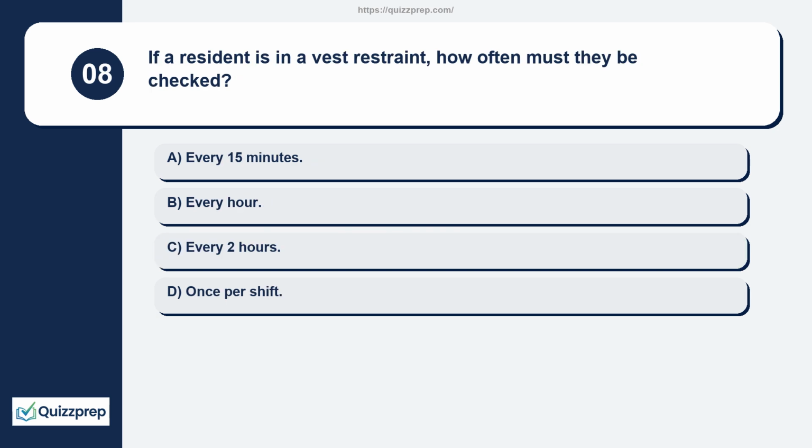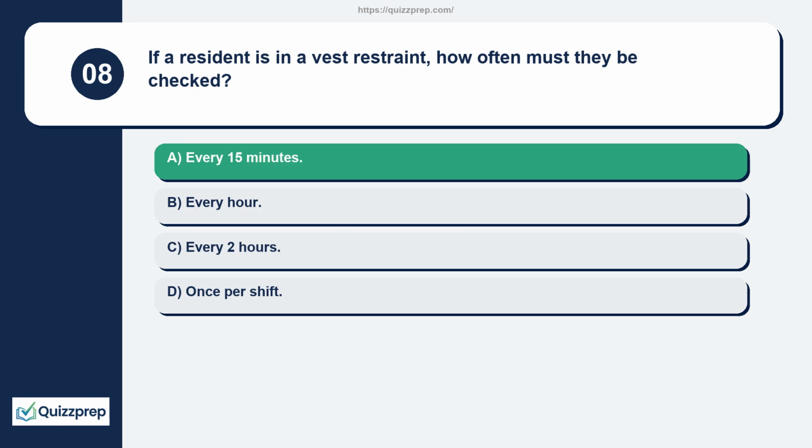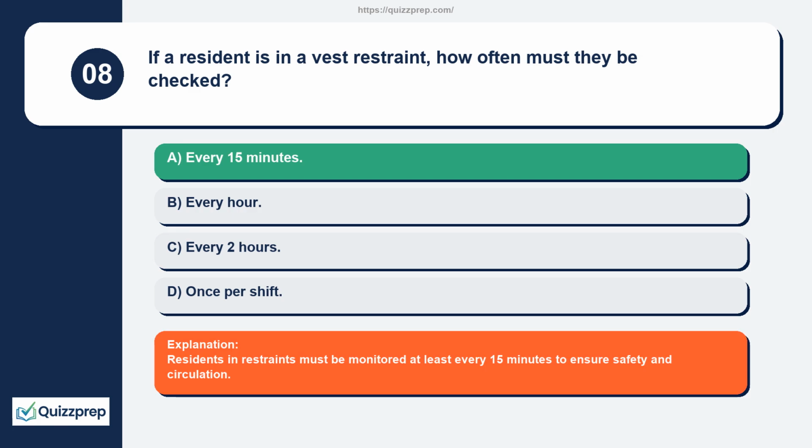Question 8. If a resident is in a vest restraint, how often must they be checked? Every 15 minutes, every hour, every 2 hours, once per shift. Residents in restraints must be monitored at least every 15 minutes to ensure safety and circulation.